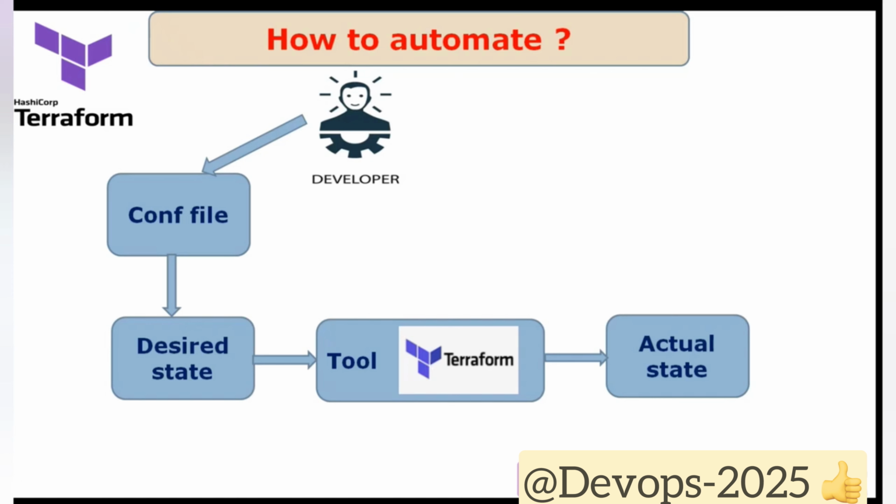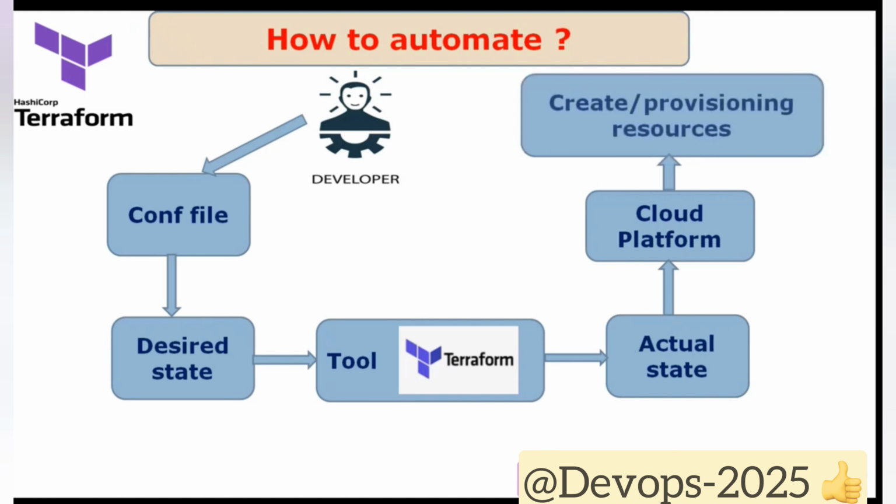The tool will read it, then go to the cloud. You can use any cloud, and it will take care of provisioning the infrastructure, whatever is needed. This is the approach we are using. The main strategy is that the developer writes some code or syntax in the configuration file, which is called your desired state. Then the tool will read it, connect to the cloud and provision it.